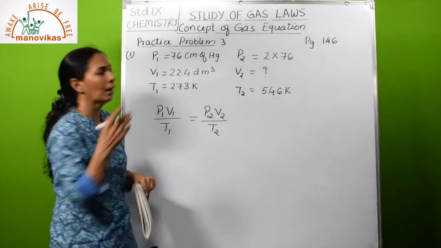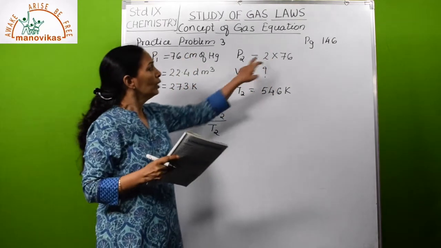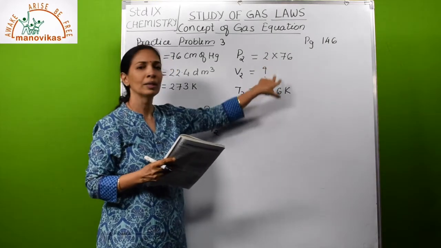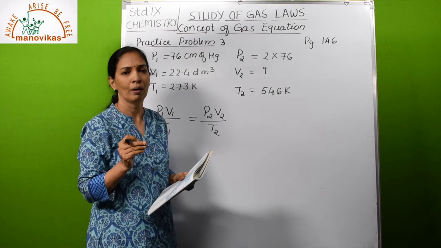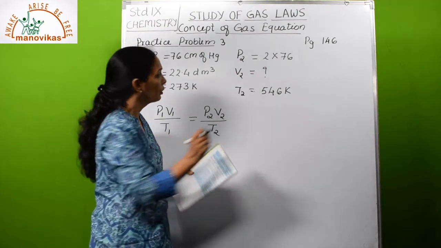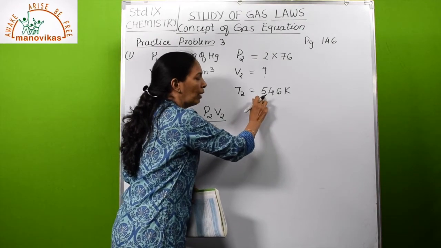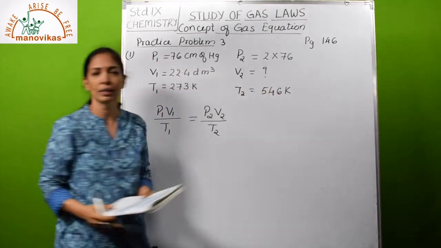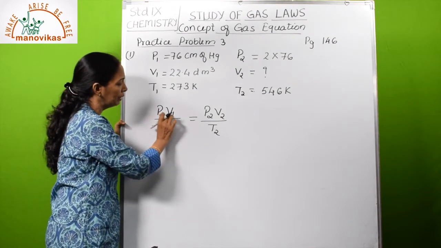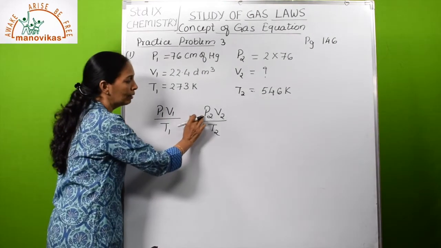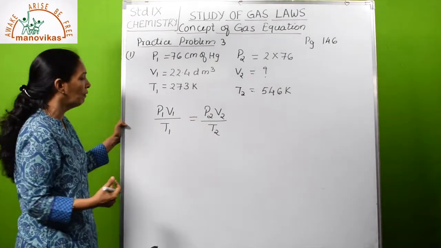What is the final thing? The pressure is doubled. So you can write 2 into 76. You can calculate or you can continue it like this. If you continue, then calculation will be easy and less possibility of making mistakes. Then volume is a question mark. Temperature raised to 546 K. So these are the given values we have written. Now write the formula. P1 V1 upon T1 is equal to P2 V2 upon T2. Next step is to substitute the values.